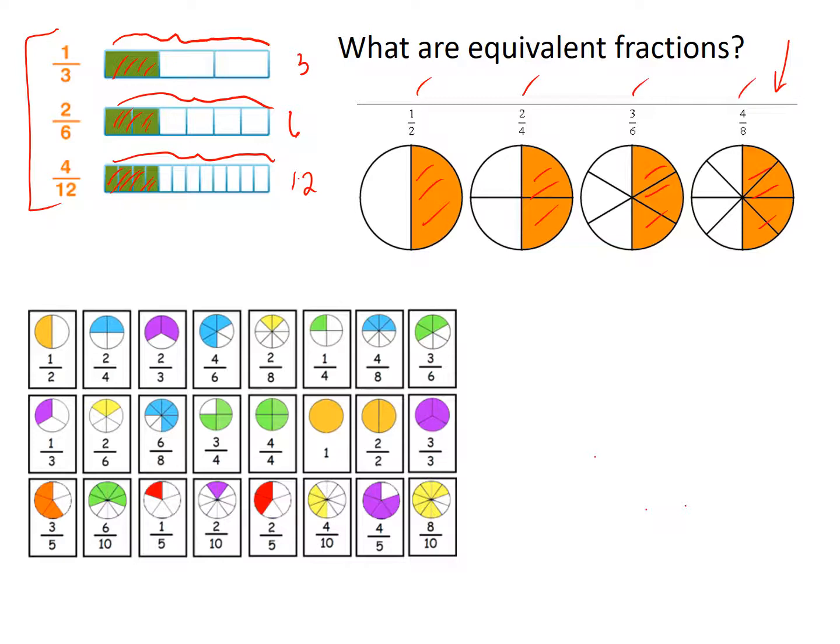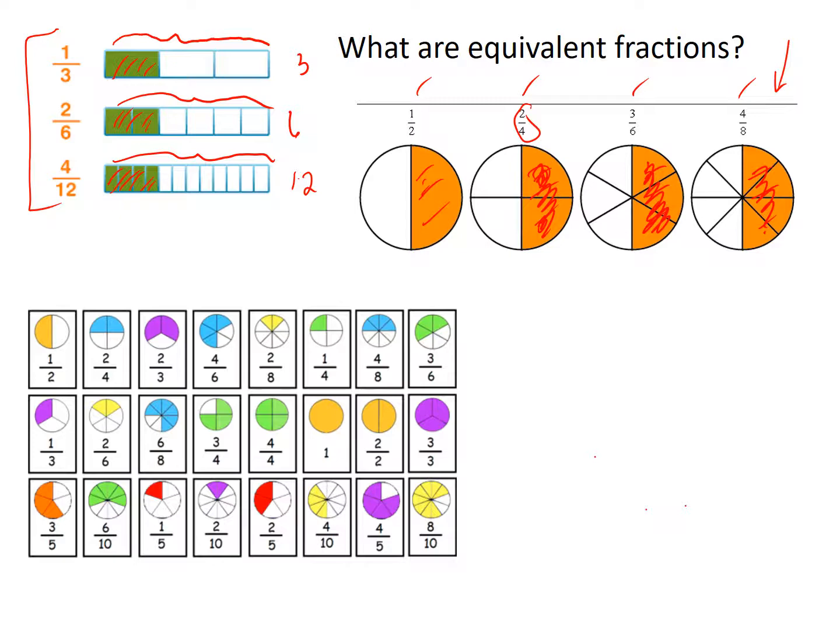Even though they're cut up into different numbers of pieces, if they're cut up into 2 pieces, for example, it requires just 1 piece. But if they're cut up into 4 pieces, then we have to use 2 of the pieces to cover up half. That's the 2 on top. If they're cut into 6 pieces, we have to use 3 because the pieces are smaller, and there's more of them. And if they're cut into 8 pieces, then we have 4 pieces in order to cover the same amount of the pie.